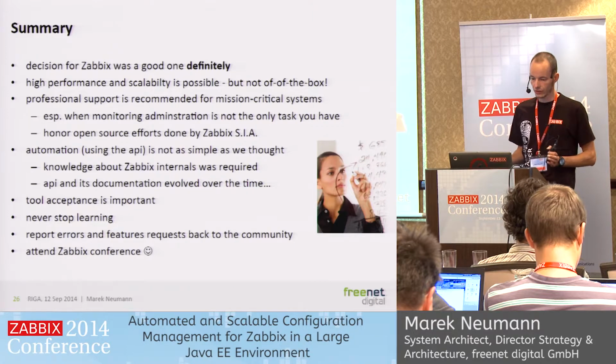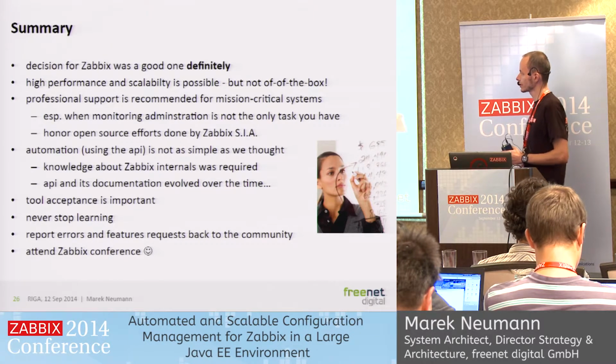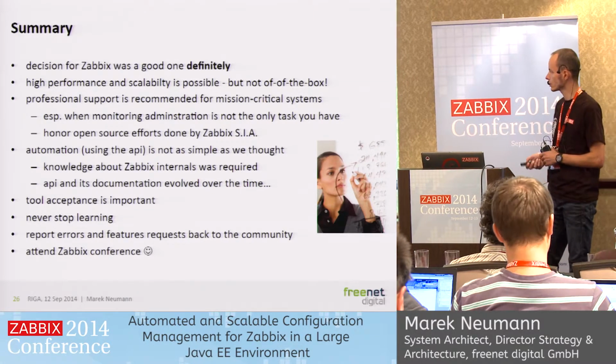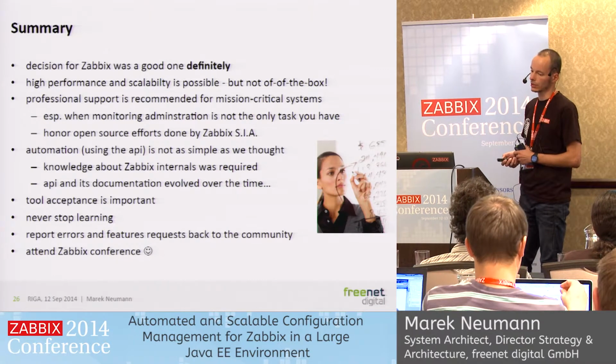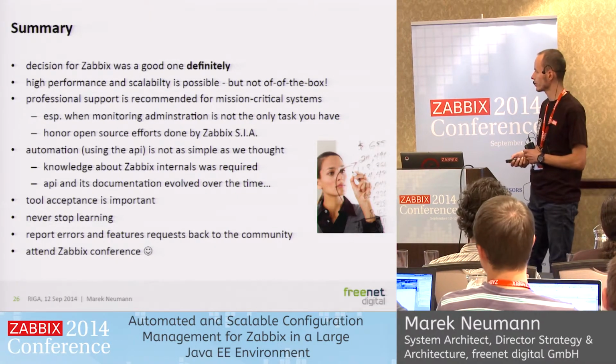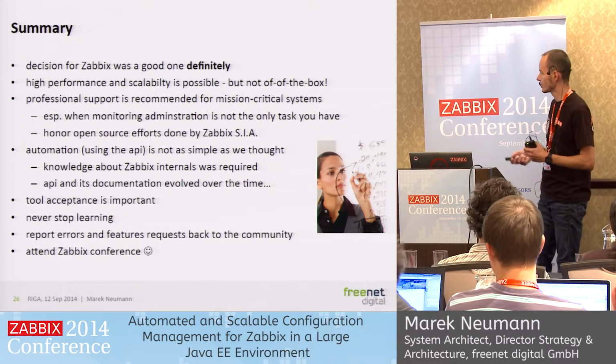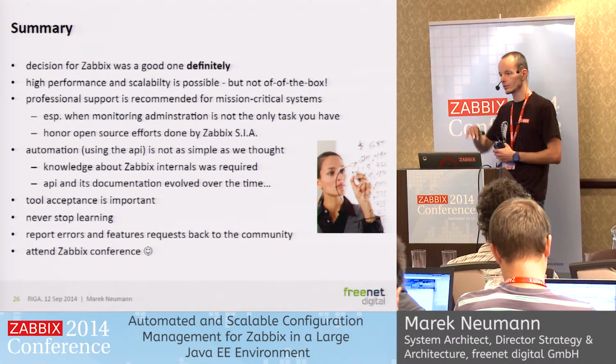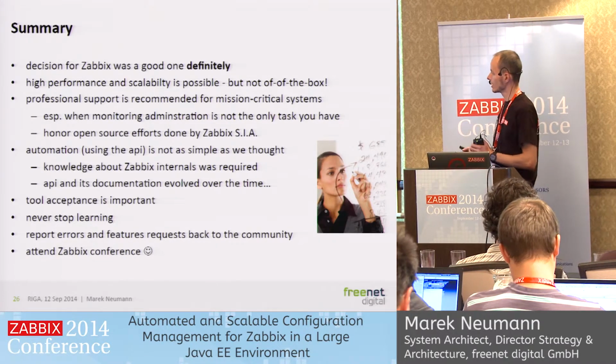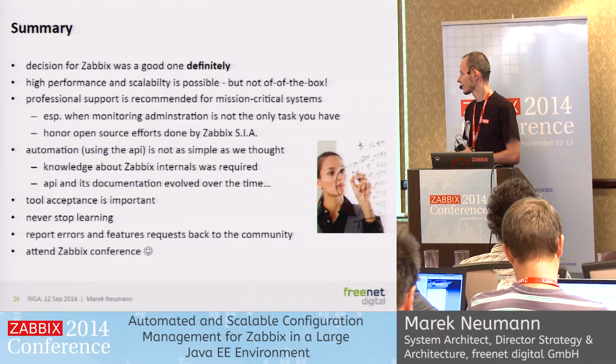The automation of Zabbix configuration is not as simple as we thought. So we required some knowledge about Zabbix internals, and of course the API and its documentation evolved over the different versions. So in version 2, it's better than in version 1.8.